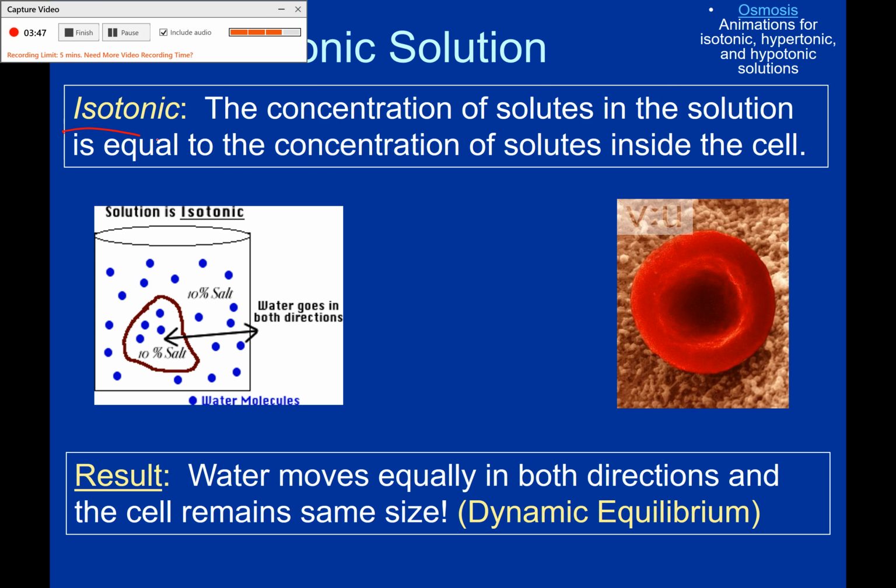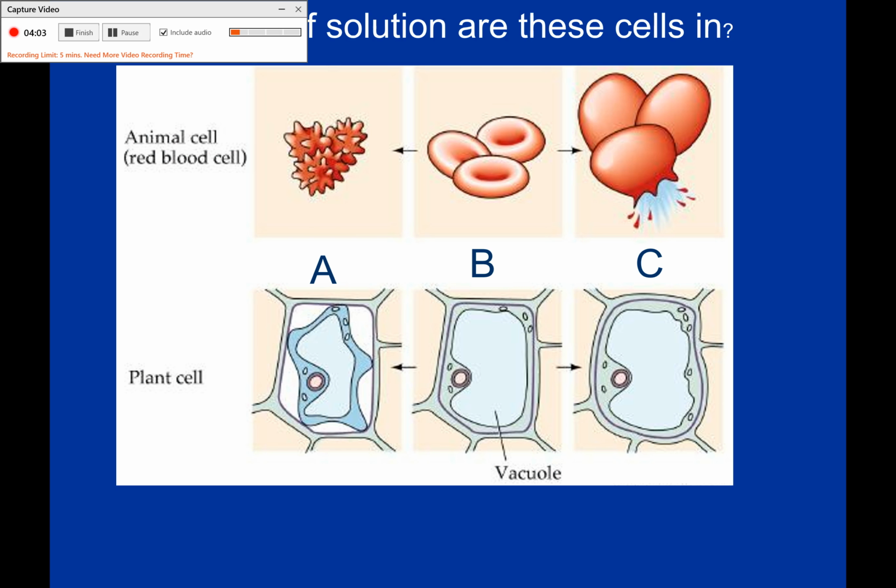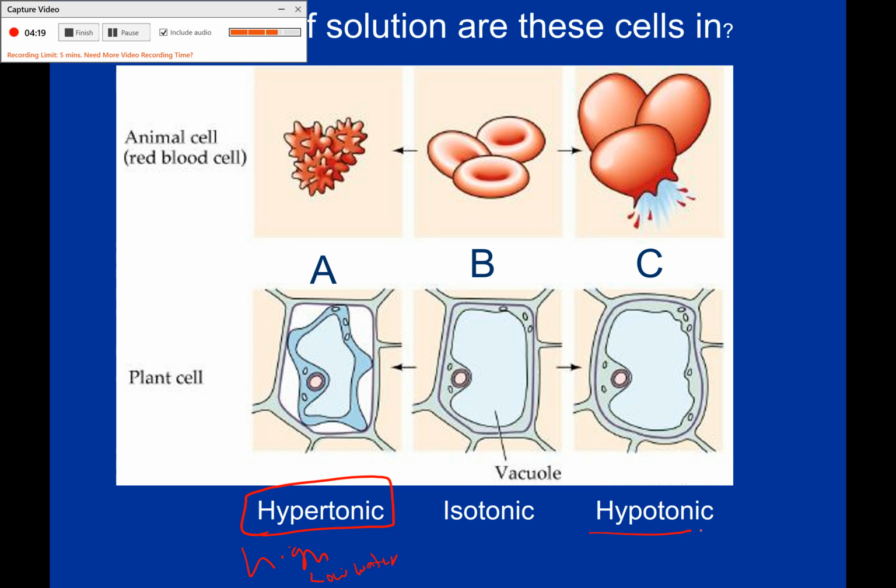Now, if you have an isotonic solution, iso means the same, so you have the same percent of concentration inside of the cell than you do outside of the cell. So water moves equally in both directions, right? You don't really gain water or lose water at a different rate. So it's nice and healthy, right? Okay? So remember, if you're in a hypertonic solution, you're in a very highly concentrated area that has low water. Right? If you're in a hypotonic solution, you have a low concentration that has high water, right?